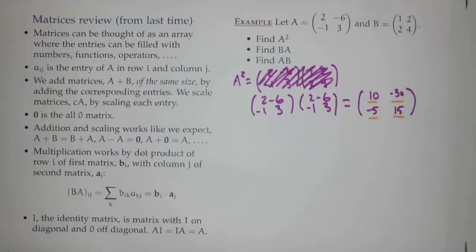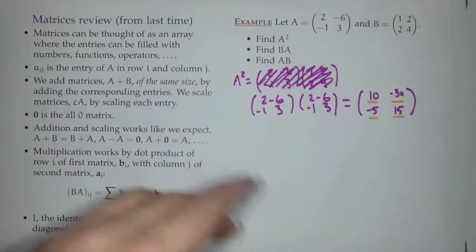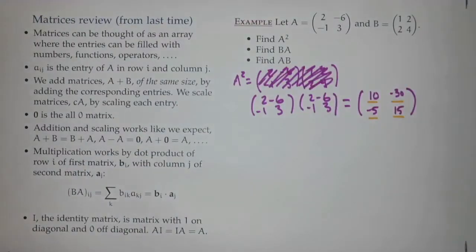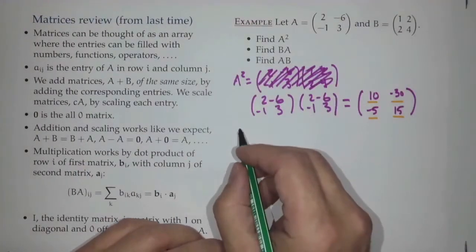All right. So it's not so bad. Once you do a few of these, there's sort of a rhythm. It's like, okay, I move along the first row in the first matrix. I move along the column in the second matrix. And it flows.